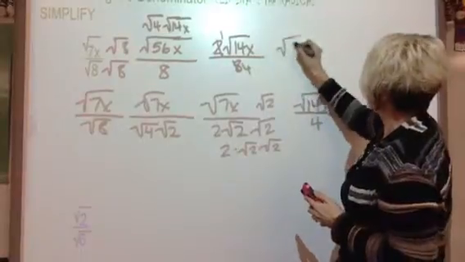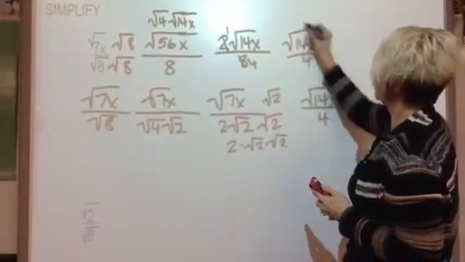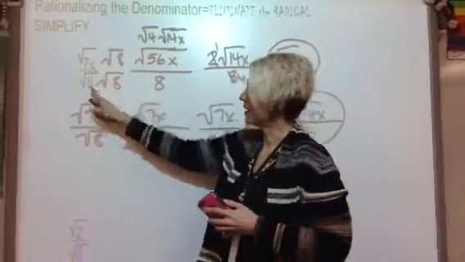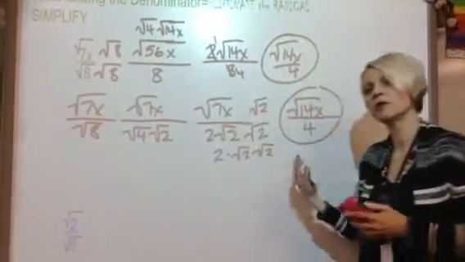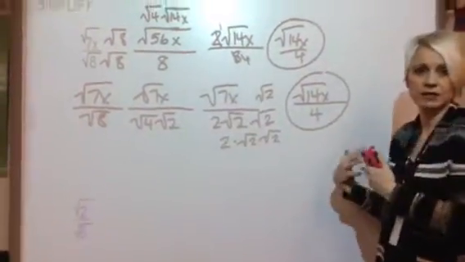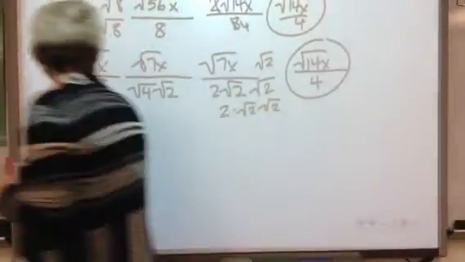So that leaves me radical 14x over 4. And so there are two different ways that you could simplify when that denominator is in a radical form. You could simplify first, then rationalize, or you can rationalize first, then simplify. It's up to you. Let's try this example.